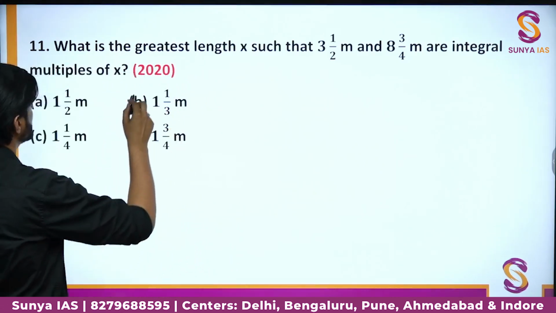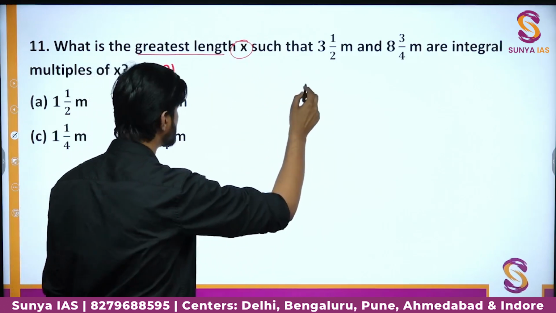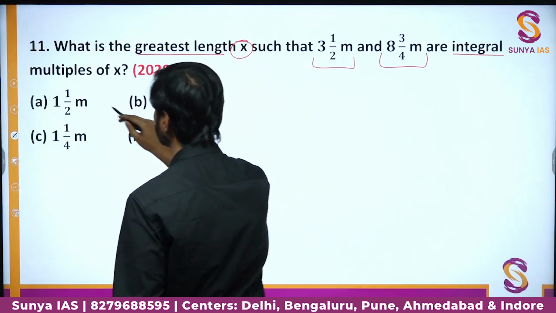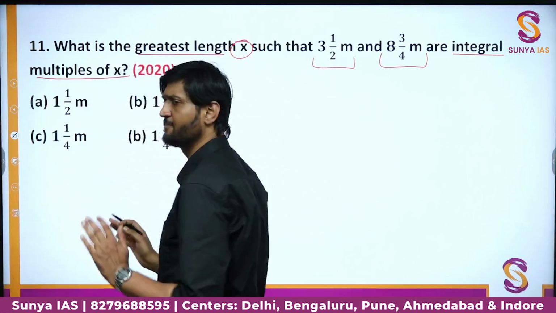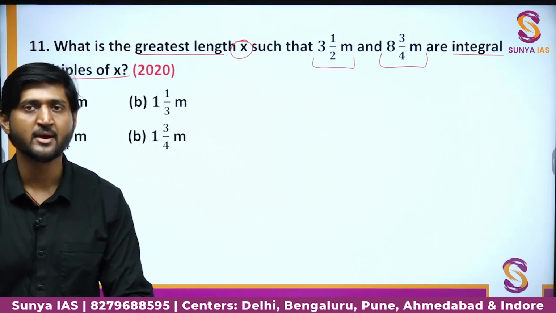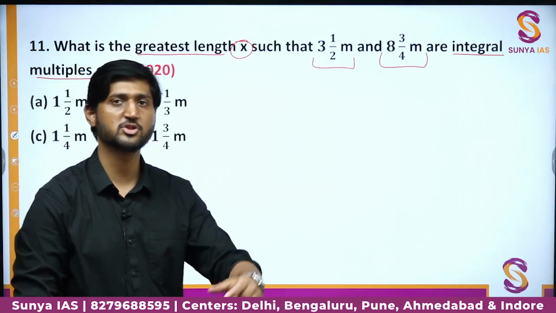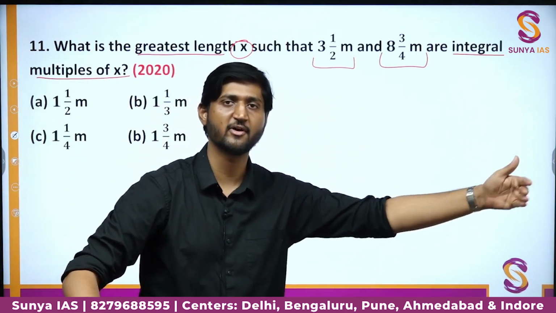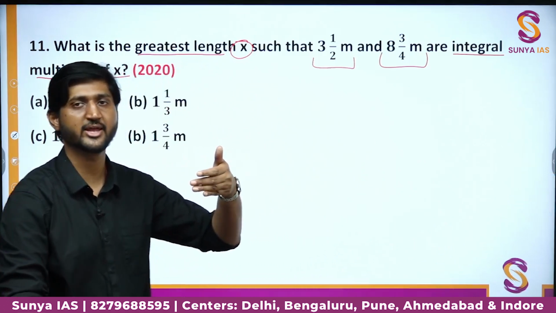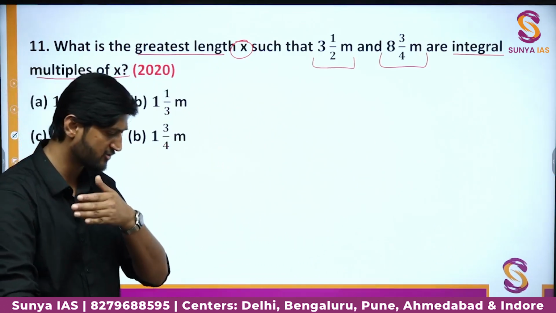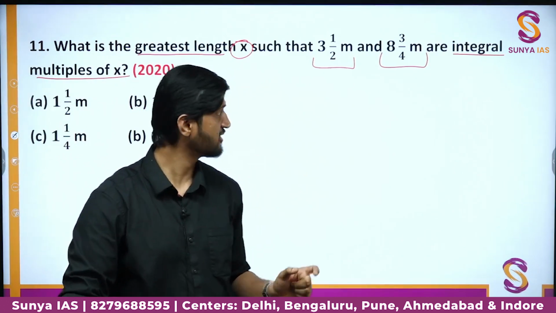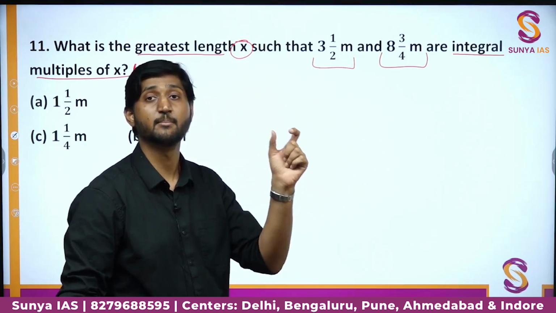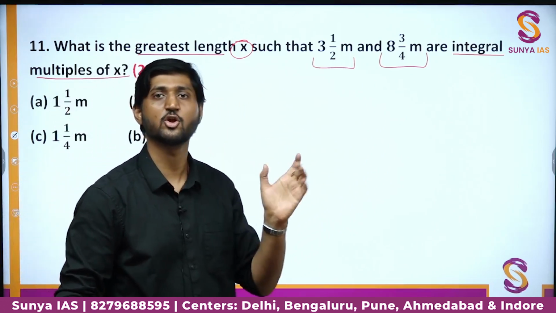So, the question says, what is the greatest length x such that 3.5 meter and 8 3/4 meter are integral multiples of x? First of all, tell me what is an integer. Integer is nothing but any value which is in between having 0. Here you go on the positive side, you get 1, 2, 3, 4, 5, 6, 7, 8 and so on. And here when you go on the negative side, we have -1, -2, -3, -4 and so on. So, basically if something is integral, it means it will be a complete number. Okay, it will not be a fraction, it will not be a decimal.